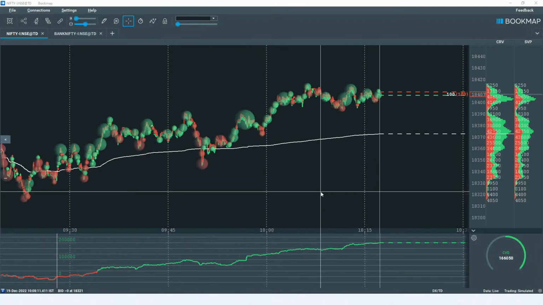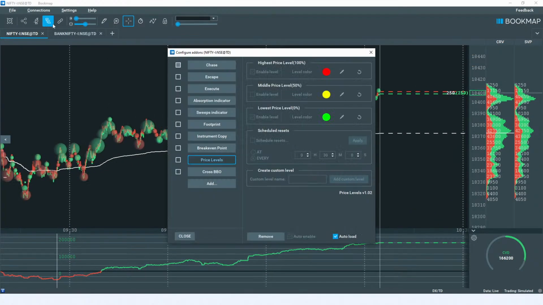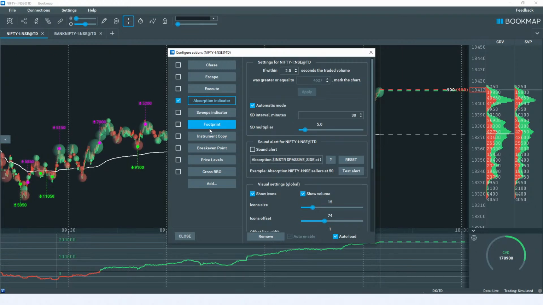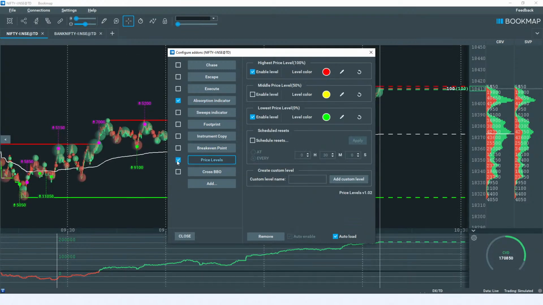If you go to configure add-ons, there are so many add-ons that I have already included. I'm going to add a few add-ons today to discuss. The absorption indicator and footprint I will explain separately. Footprint is also one of the important pieces of information that we get when it comes to order flow. Then we have price levels, I'll enable this one. Then footprint, I will explain it to you later.